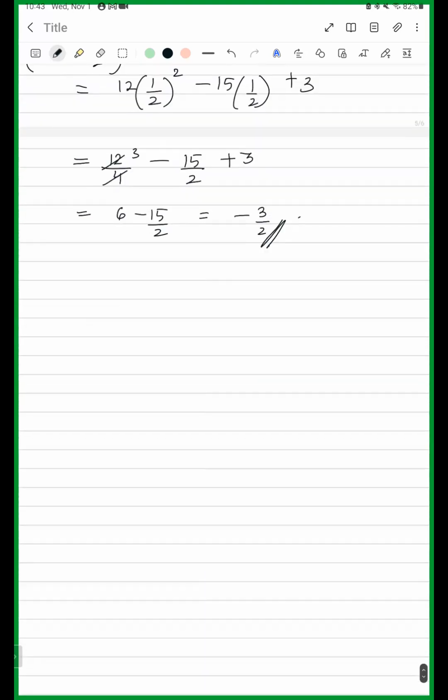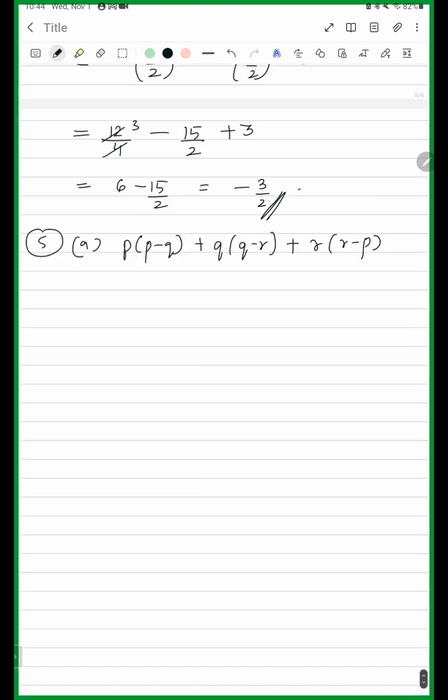So coming to the next question. They're all similar questions. We will just go to the next one. You're supposed to add p minus q, q minus r, and r minus p. So what will this become?